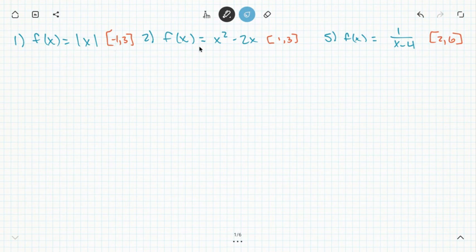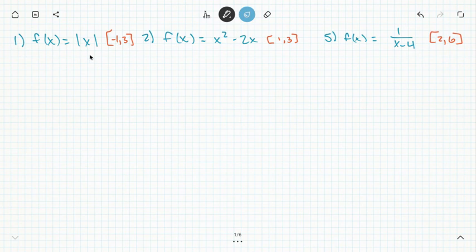Okay, so I chose 3 different problems so that you can see the difference between continuity and differentiability. So the first one, we have f of x is equal to the absolute value of x. So we test if it's continuous on the interval from -1 to 3.